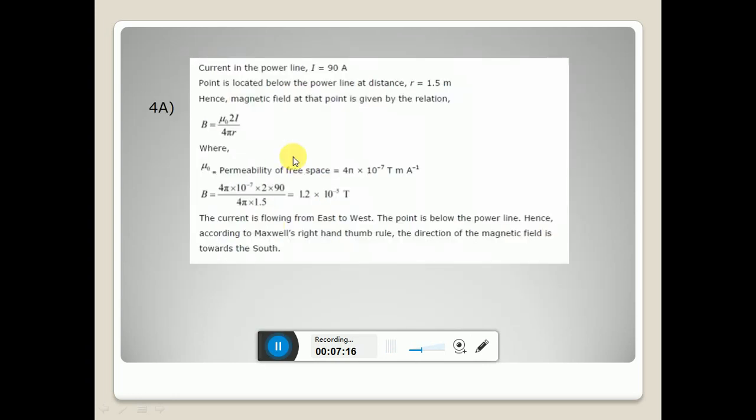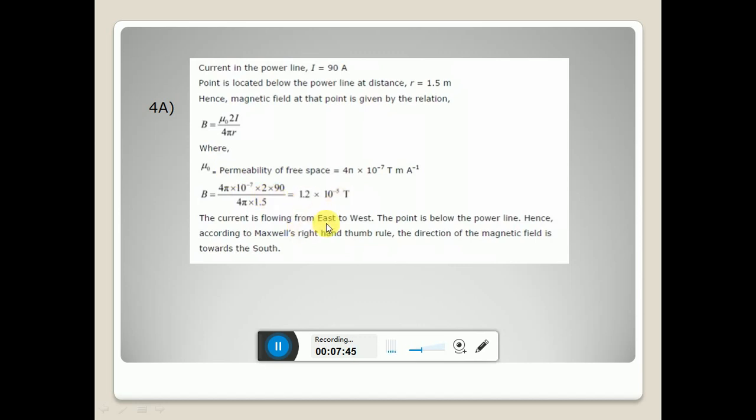The current flowing through that power line is 90 amperes. Fourth one solution we are seeing. The point is located below the power line at a distance of 1.5 meters. Here the distance is given in SI units directly, so no need to convert it into any other unit. We can use the value directly. The magnetic field at that point is given by mu naught I by 2 pi r. If you simplify that, you will get the answer 1.2 into 10 power minus 5 Tesla.